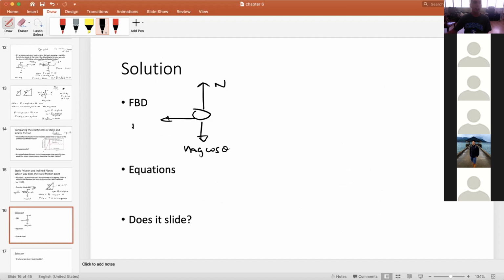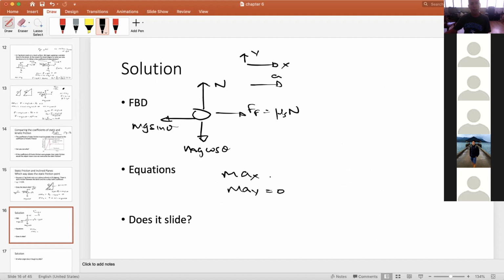Mg sine, force of friction, which is mu s n. And we know that we're choosing a up. It doesn't really matter though, y and x. So our equations: m a_x equals 0, m a_y equals 0, n minus mg cos theta, force of friction minus mg sine theta. This implies n is mg cos theta.